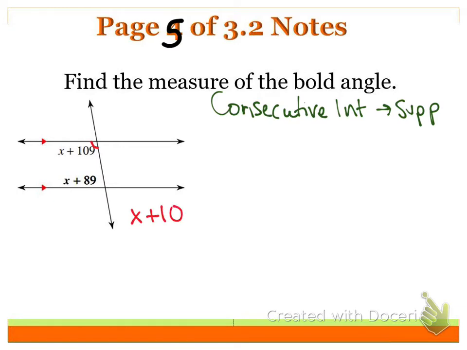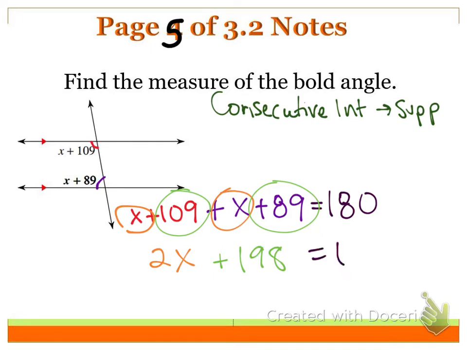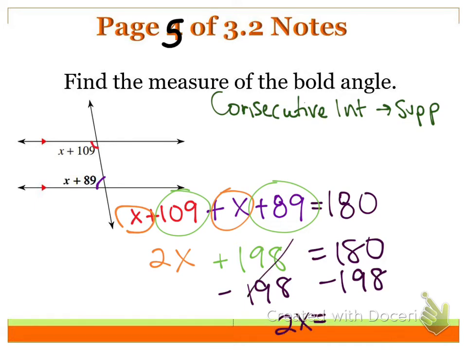So x plus 109 plus x plus 89 equals 180. Combine some like terms. x plus x is 2x. And then 109 plus 89 is 198. Equals 180. Subtract 198. 2x equals negative 18. Divide by 2.